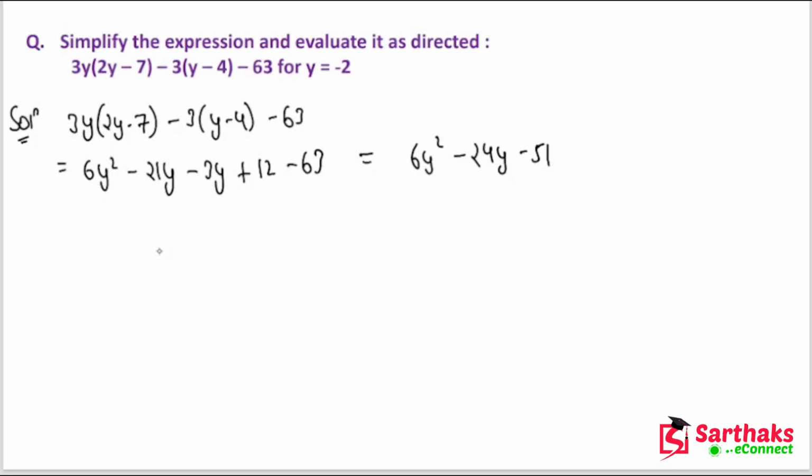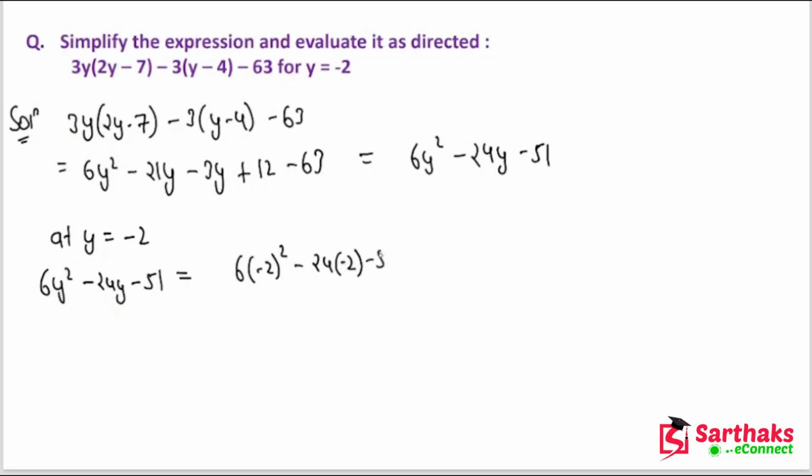Now we have to calculate it at y equals to 2. So at y is equals to 2, not 2, but y is equals to minus 2. At y equals to minus 2, 6y square minus 24y minus 51 is equals to 6 into minus 2 square minus 24 into minus 2 minus 51. Minus 2 square would be 4. So 6 into 4 would be 24. 24 into 2 would be 48.